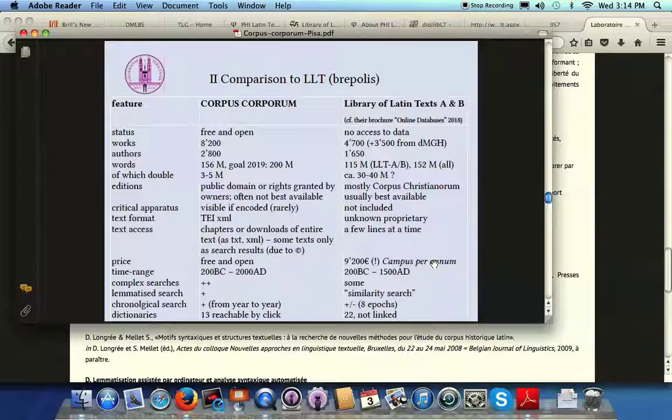Then we have the 13 dictionaries reachable by click. They have a bit more dictionaries than we do, but you can't reach them directly. You have to go from one window to the other to look up a word.